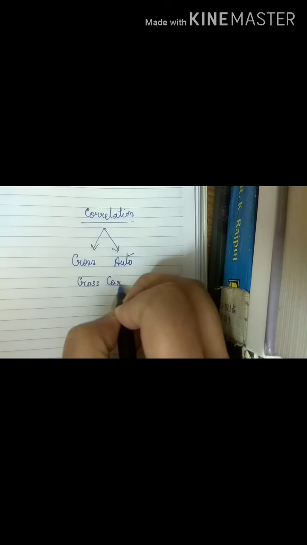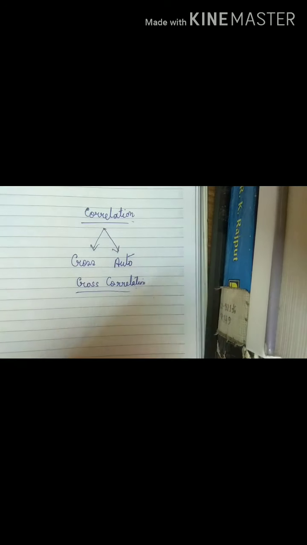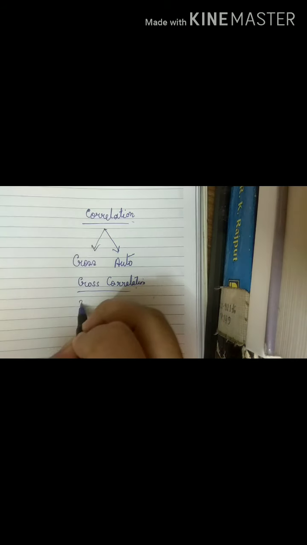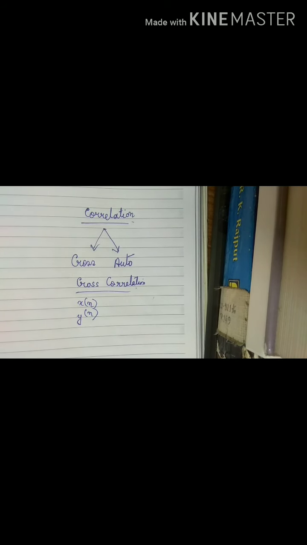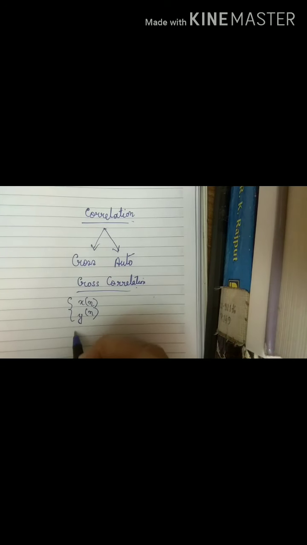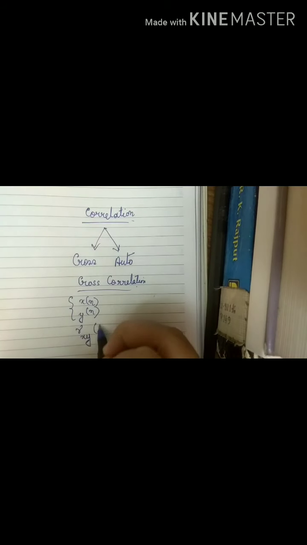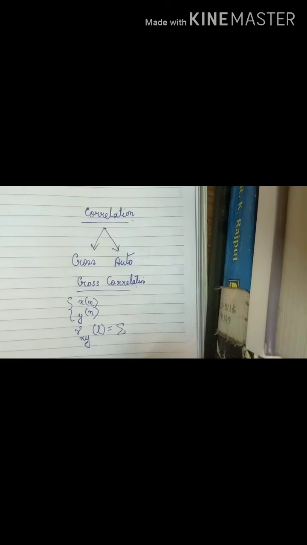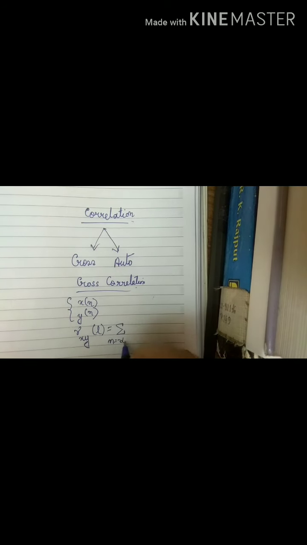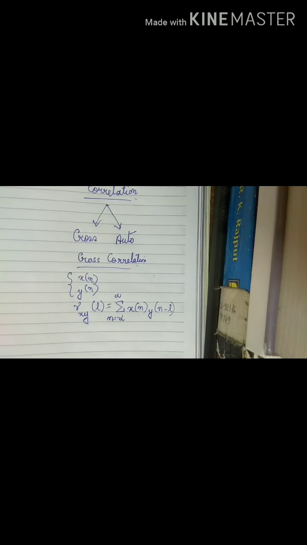So first we will study about cross correlation. What is cross correlation? Suppose we have two signals x(n) and y(n). Then the cross correlation of the two signals is given by gamma xy(L) equal to summation of n ranging from minus infinity to plus infinity x(n) y(n minus L). This is the algebraic expression for cross correlation of a pair of signals.